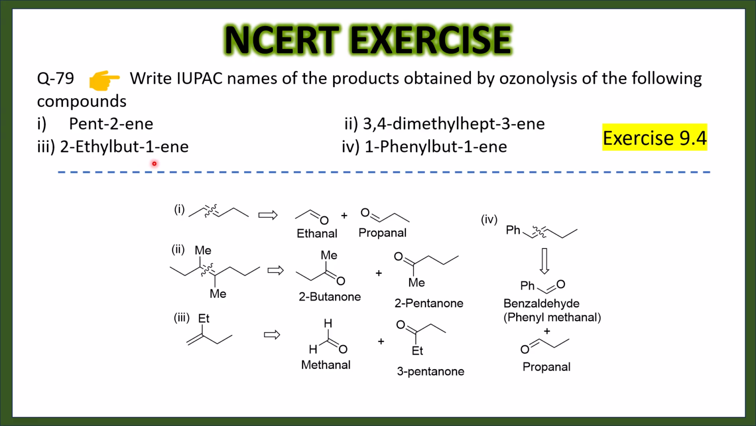2-ethylbut-1-ene, after cleavage, gives formaldehyde, whose IUPAC name is methanal, and this one, 3-pentanone. And this compound, 1-phenylbut-1-ene, after cleavage gives benzaldehyde, which can be called phenylmethanal as well by IUPAC name, and the other part is propanal.